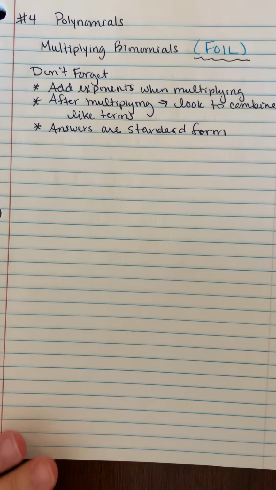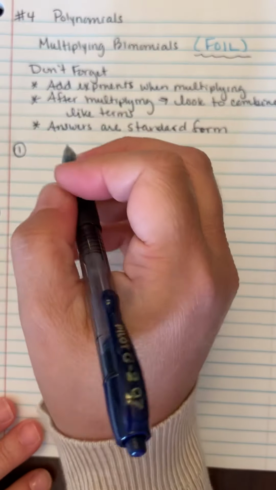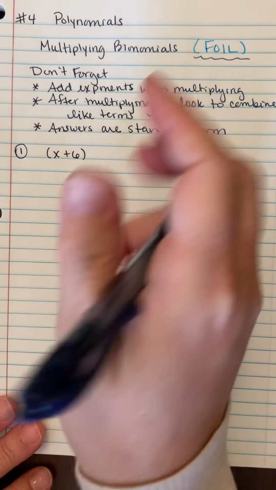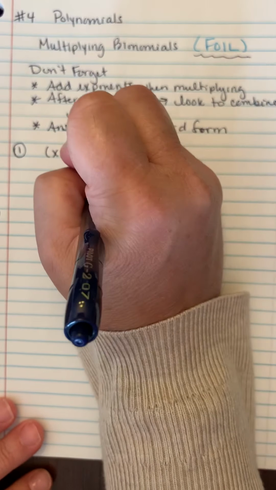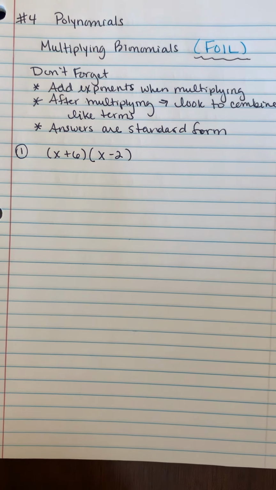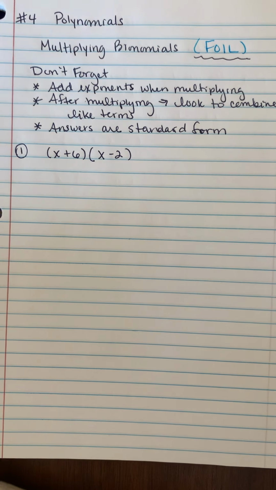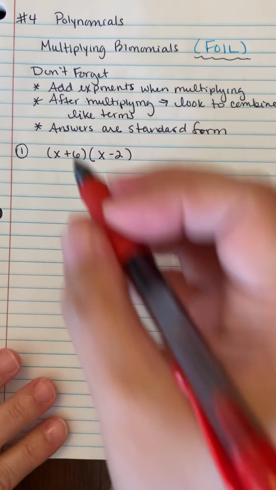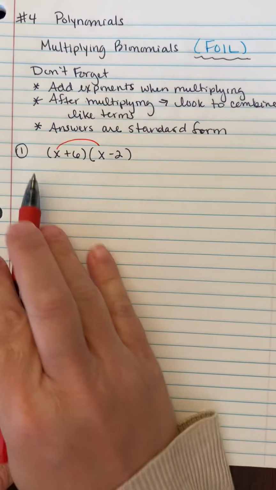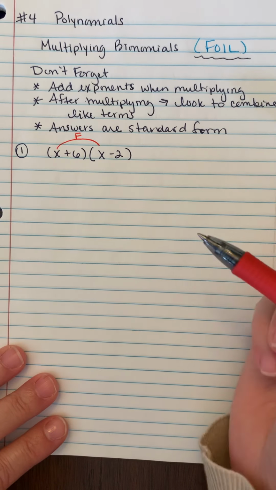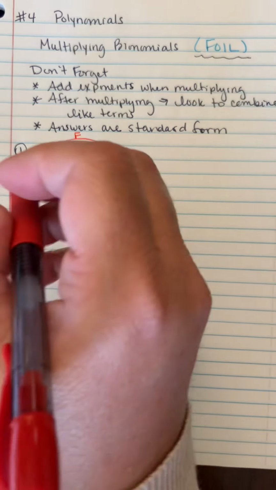So let's start with multiplying binomials here. We're going to have x plus 6. Notice there's only 2 terms there, so that makes it a binomial, times x minus 2. And there's 2 terms there, which makes that one a binomial. All right, so when you're multiplying binomials here, you have got to remember that you're going to take this first term, and you're going to multiply it with the x here. So let's do this one first. So first term with first term, and that's where the F comes from in FOIL. So first times first is x squared.